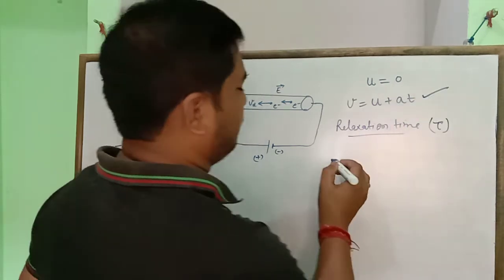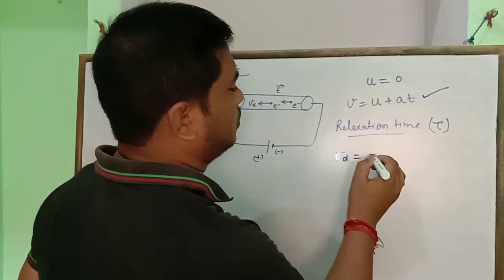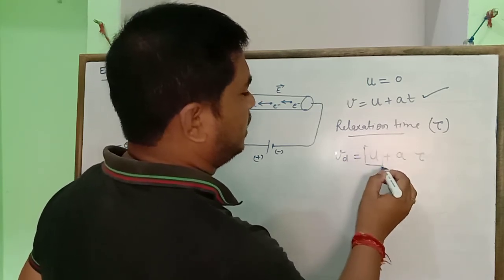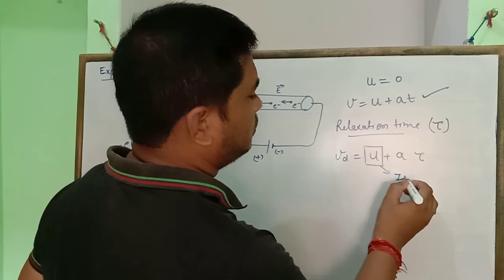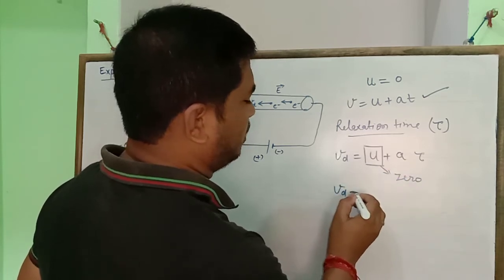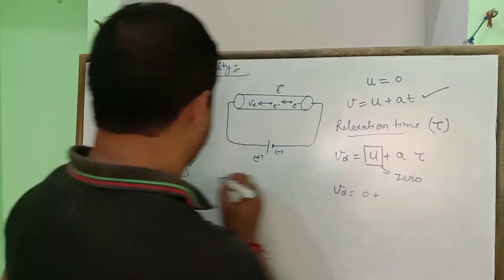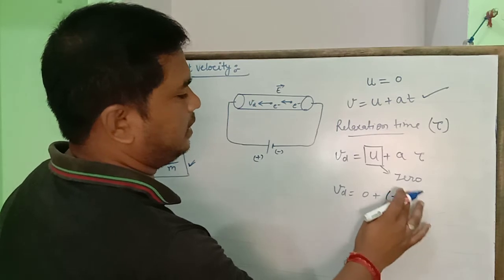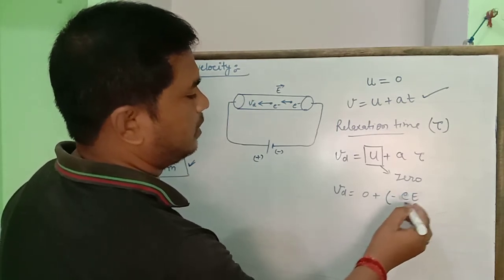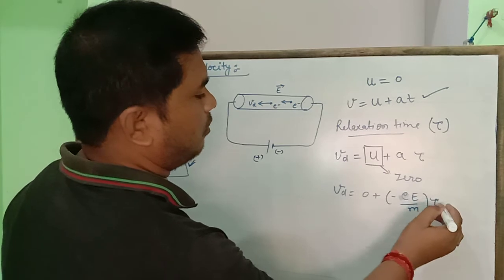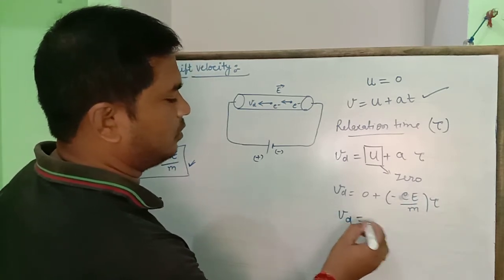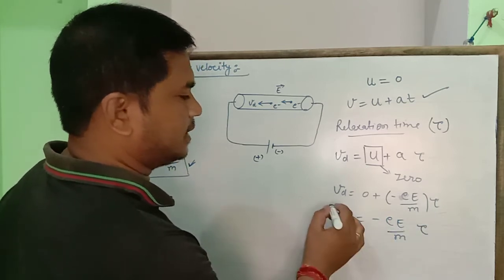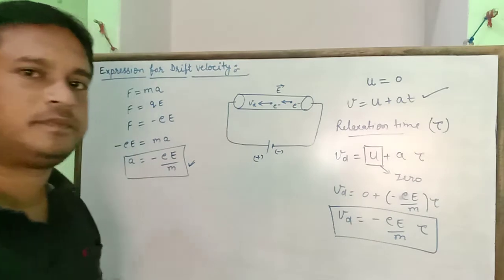So this equation becomes Vd is equal to u plus a into tau. This average initial velocity is equal to 0. So Vd is equal to 0 plus a, where a is the acceleration. So a is minus e E upon m. It means Vd is equal to minus e E upon m into tau. This is the drift velocity.